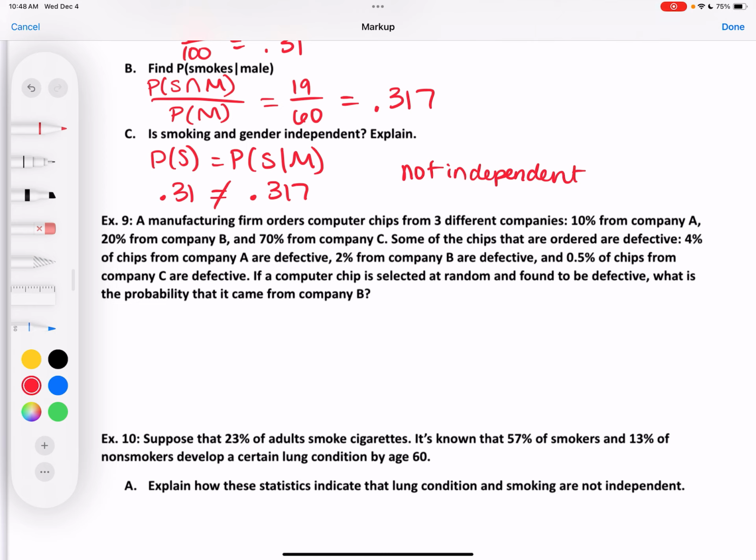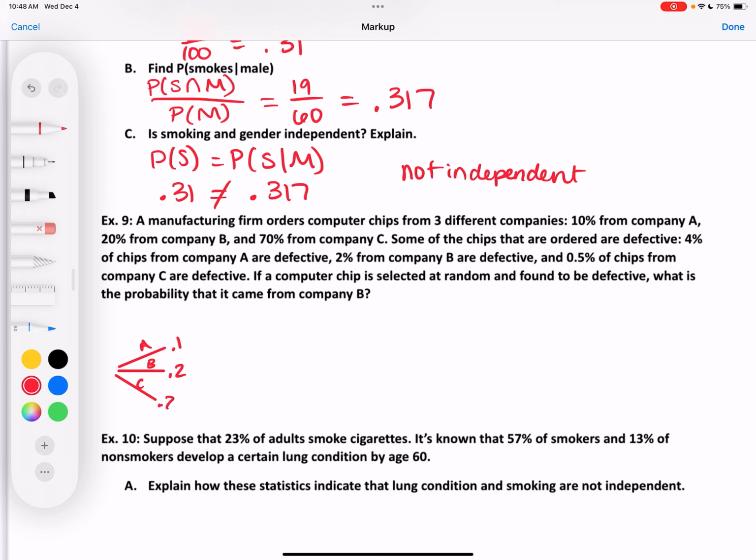So, I'm going to make a little tree chart where the first branch is each company and how many chips they're producing. So I'm going to have A, B, and C each on a branch. I'm trying not to make these super large so that I have room. So A makes 10%, so I'm going to say 0.1. B is 20, so 0.2. And then C is 70, so 0.7.